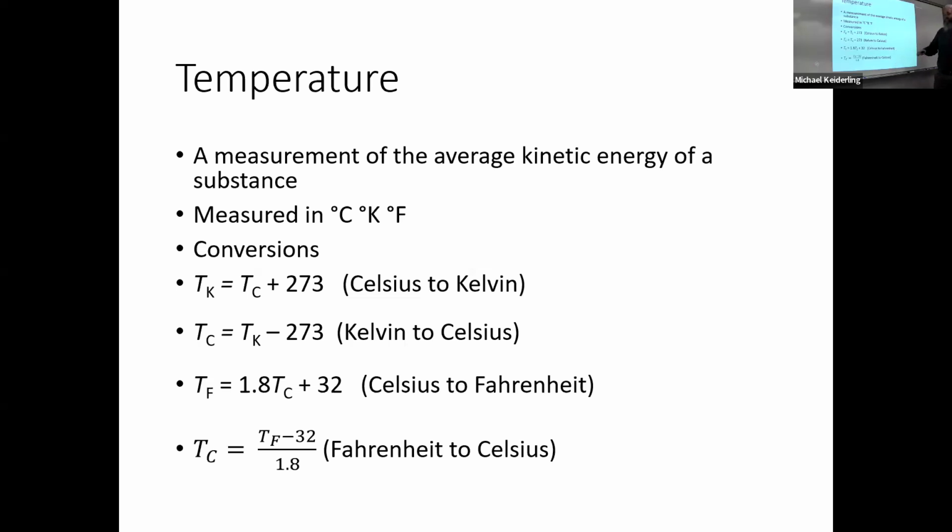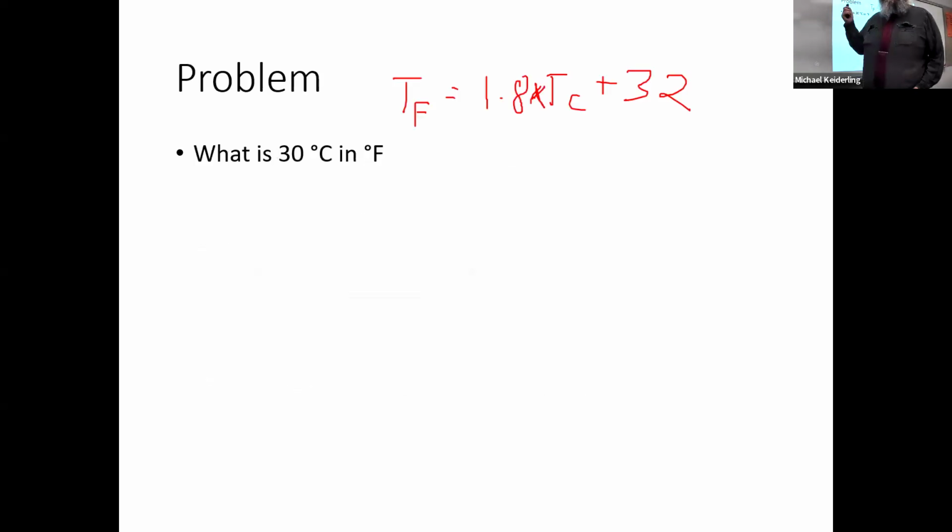To go from Celsius to Fahrenheit, you multiply by 1.8 and add 32. To go from Fahrenheit to Celsius, you subtract 32 and then divide by 1.8. As usual, you can write these down in your notes for the test.